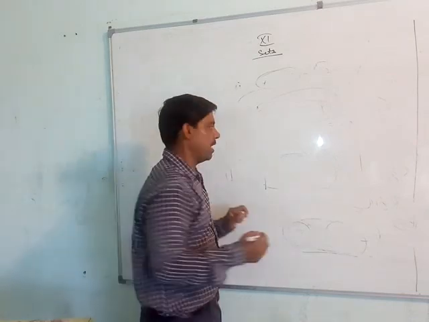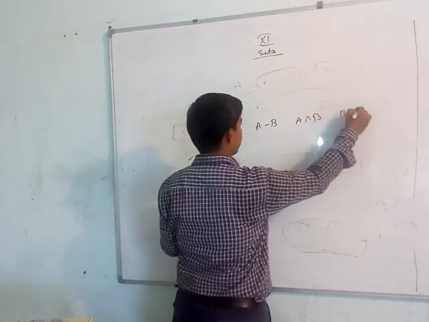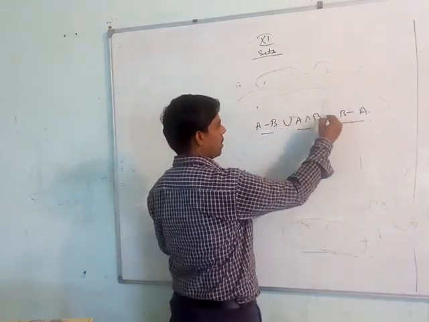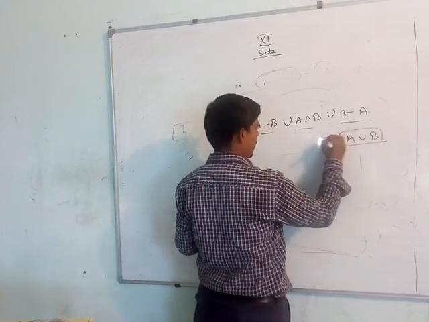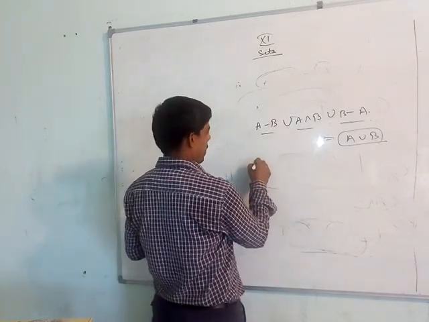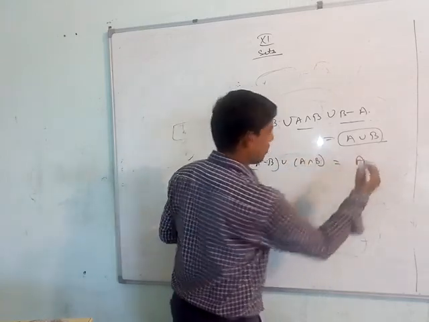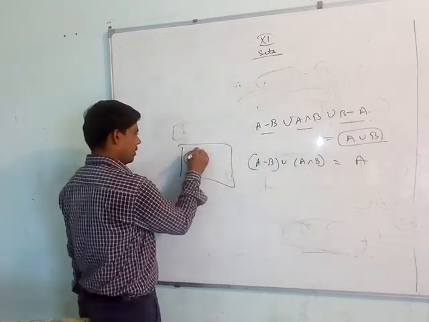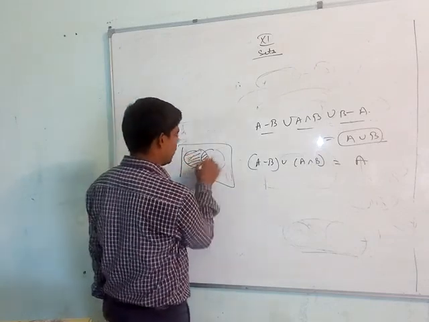There are of course some theorems like this, where you can say that a minus b, a intersection b, and b minus a, these three are disjoint sets, and their union is the same as a union b. So that should be understood. And if you want to understand a minus b union a intersection b, this is definitely equal to a, as you can see here. See, this portion is a intersection b, this portion is a minus b, and their union is definitely a.